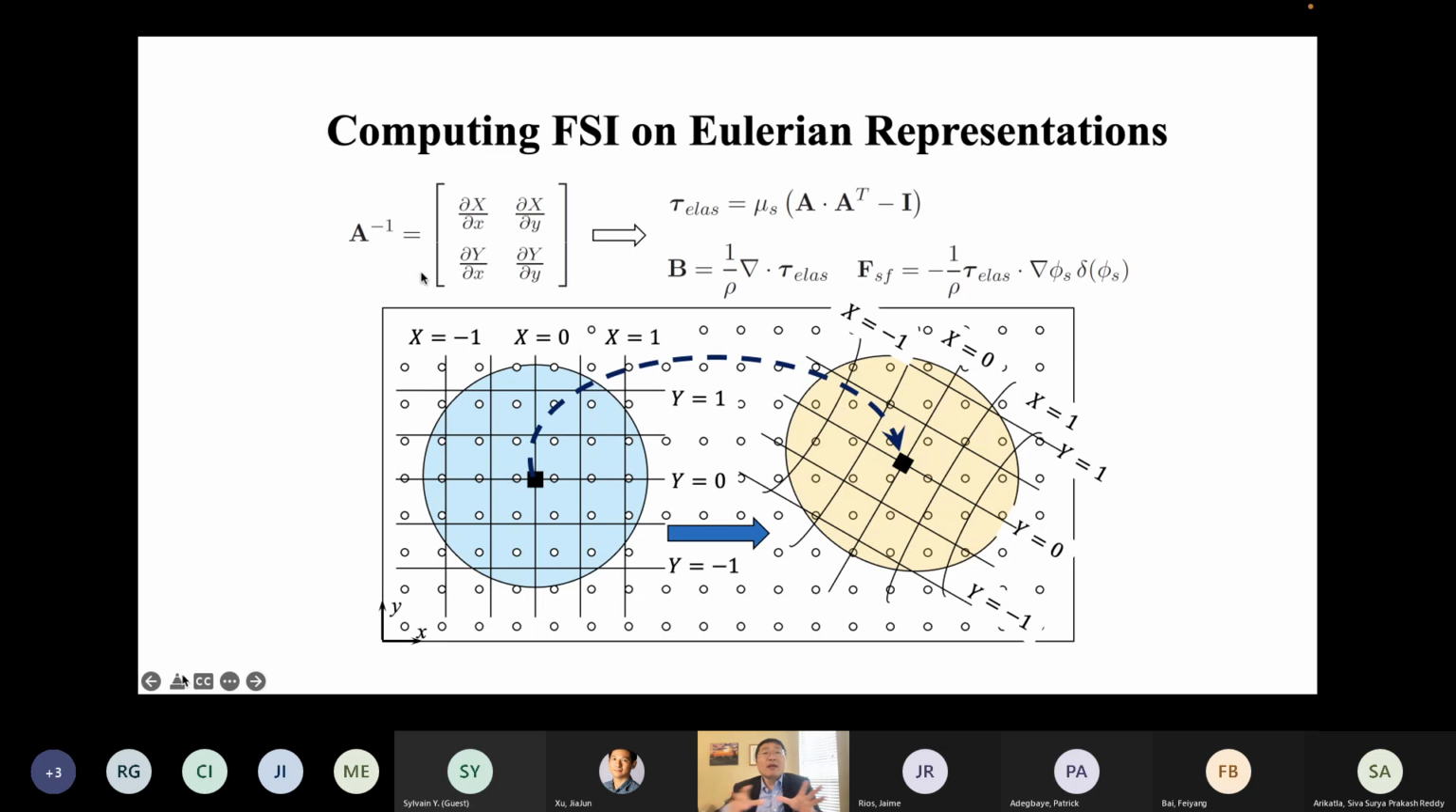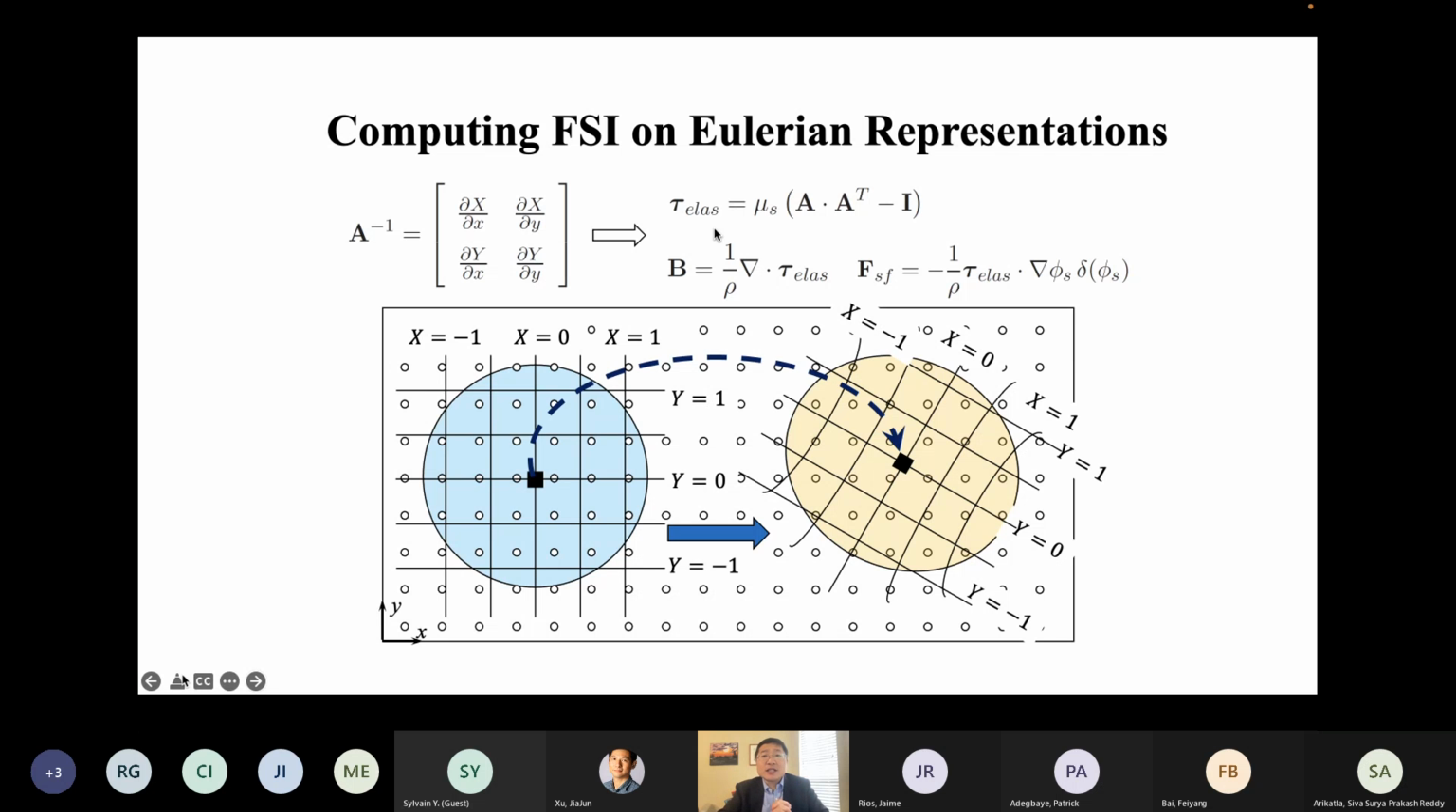This matrix is in 2D. Of course, we can have a 3D transformation matrix, and the stress can be computed using this relation. This is called the Neo-Hookean law. Using the Neo-Hookean law, the shear modulus times the deformation difference, so A times A transpose matrix minus the unit matrix I. Then we can get the elastic stress.